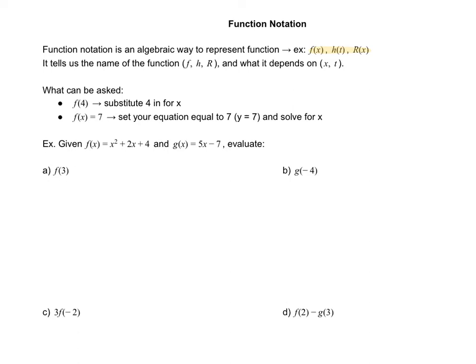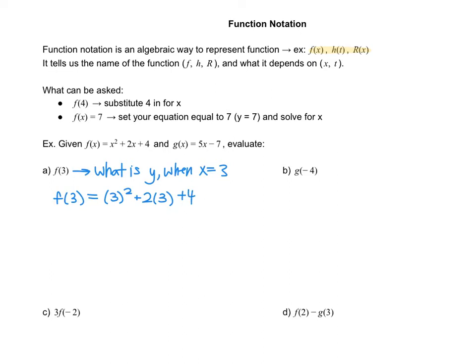So let's say I give you two functions, f at x and g of x. f at x is a quadratic, g of x is a line. And I want you to evaluate first f at 3. That means, what is y when x equals 3? But that's a pain to write, so f at 3 is a lot more efficient. So all I'm going to do to evaluate f at 3 is substitute 3 in for x wherever I see it in function f. So instead of x squared, I will write 3 squared. Instead of 2x, I'll write 2 times 3, and then plus 4.